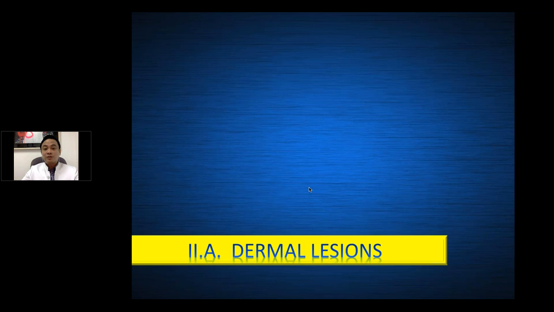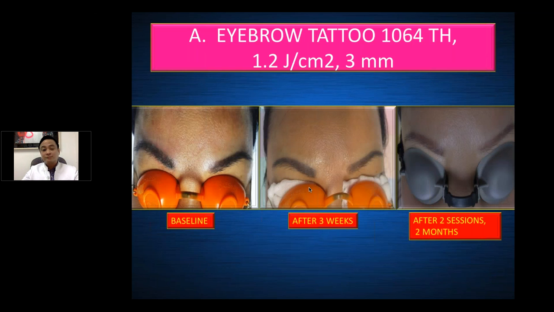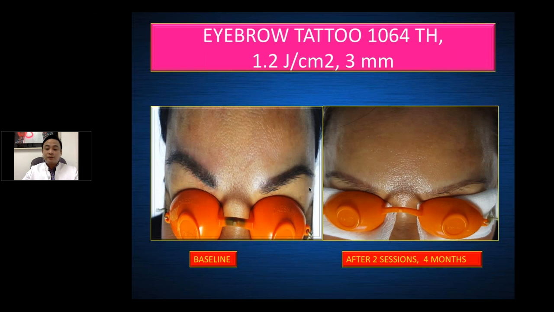For the dermal lesions, the nanosecond Q-switch Nd:YAG pigment laser is perfect for eyebrow tattoos. So I used these settings: 1.2 joules per centimeter squared, 3 millimeter spot size. The patient didn't actually want the entire tattoo to be removed. She only wanted like 80% lightening. And this was achieved after 2 sessions and after 4 months. So the interval is usually monthly.